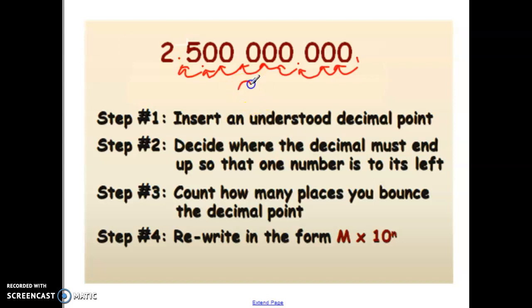So what that means is now our base value is 2.5. That's what we've shrunk this. We basically condensed this number down from 2,500,000,000 to 2.5 times 10. Now the exponent, remember the format always has the number between 1 and 10 times 10 and then an exponent.